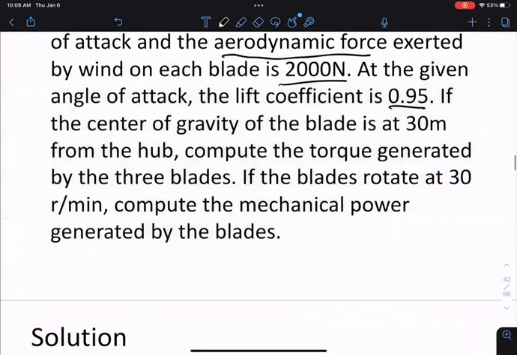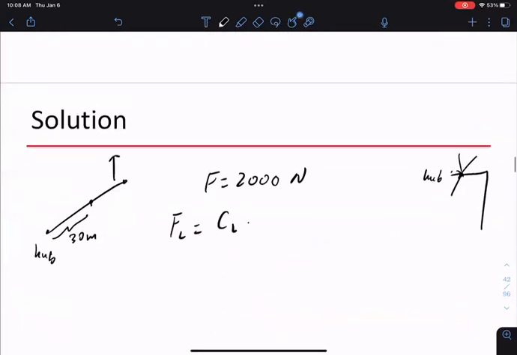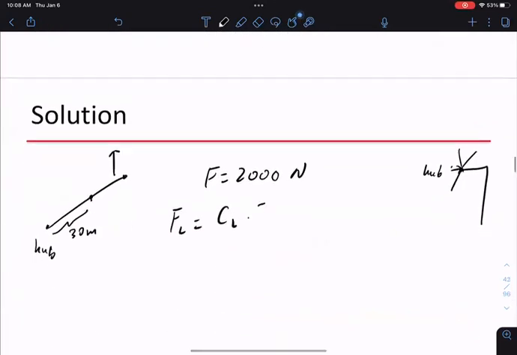Okay, there we go. So the coefficient is 0.95. So this is 0.95 multiplied by 2000, and the total lift force is 1900 newtons on it, right? So now we have a blade that's turning, right? You have this turning force, that's 1900 newtons.